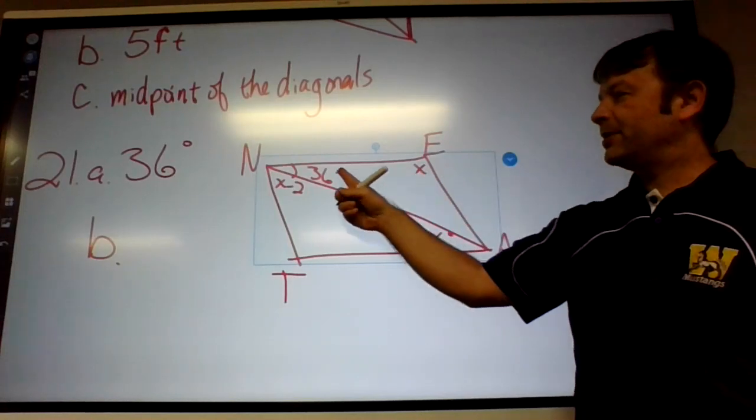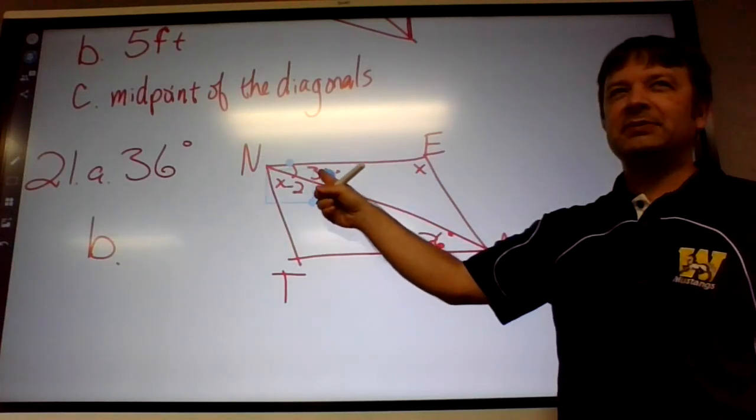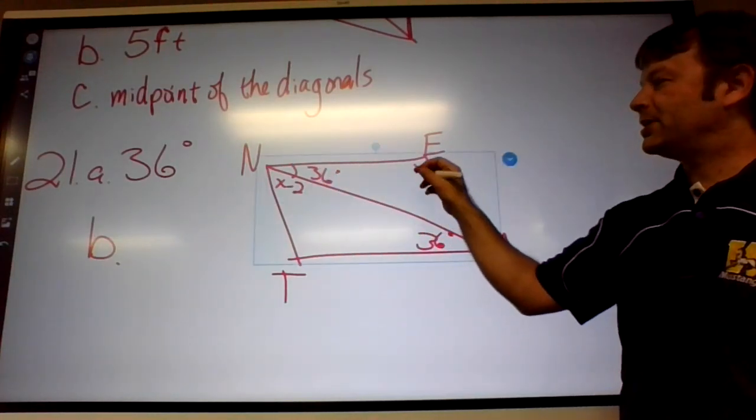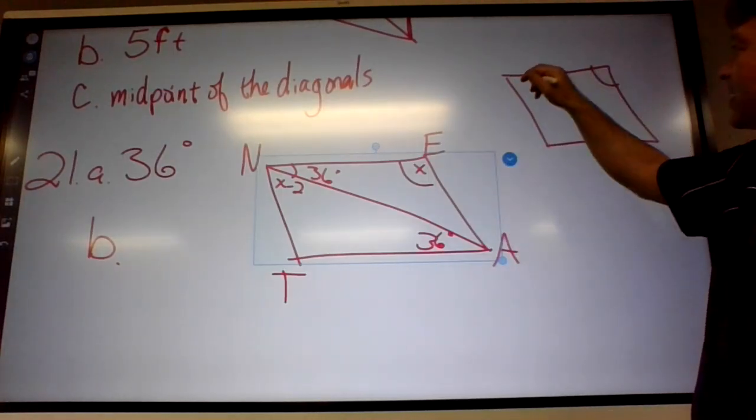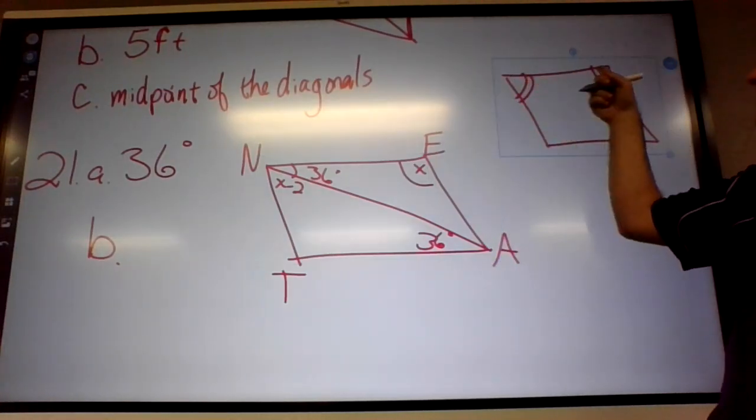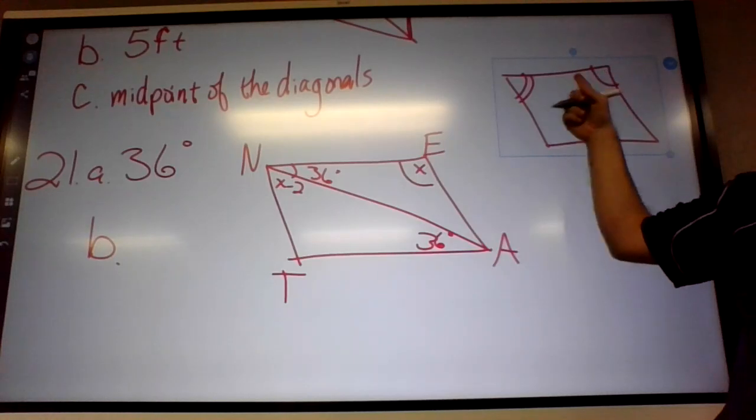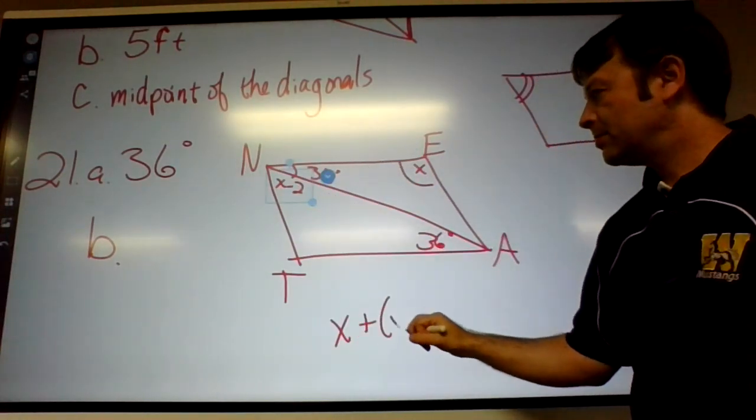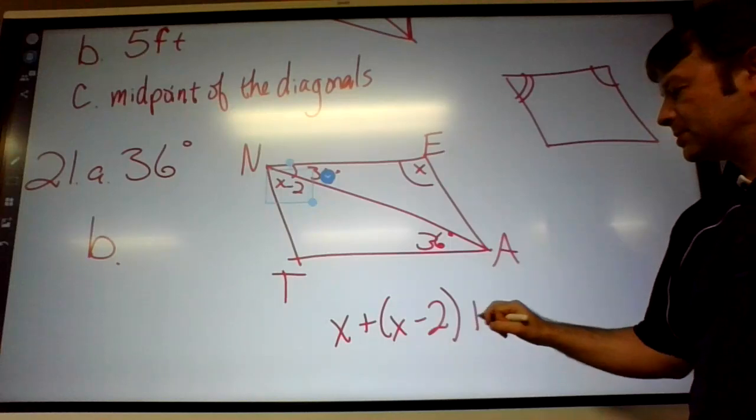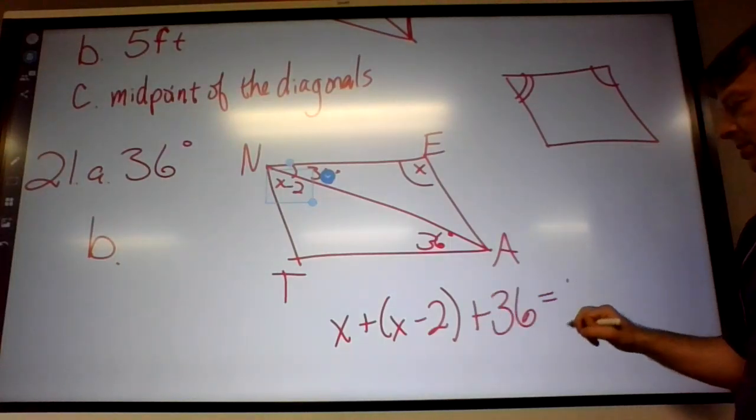What do I know about these three angles? They should add up to 180 because they're basically this and this. Consecutive angles should add up to 180. So X plus X minus 2 plus 36 equals 180.